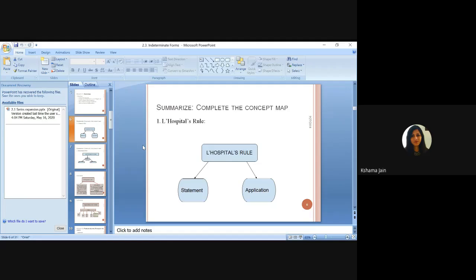It is not like u by v. Generally, if a function u by v is there, we differentiate with the formula (v u dash minus u v dash) divided by v square. It's not like that. You will not apply that formula. Here, f(x) will be differentiated separately, and the denominator will be differentiated separately.